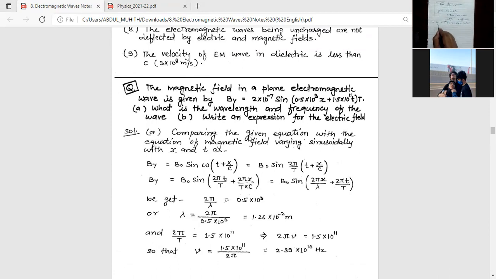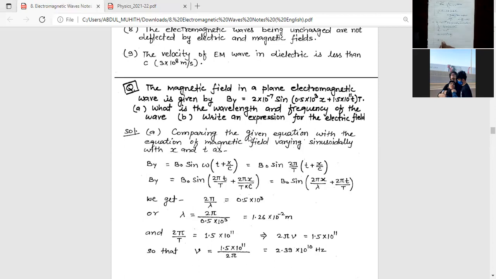So it is in the form of what? By is equal to B0 sine kx plus omega t. This is the equation. What is B0? B0 is equal to 2 into 10 to the power of minus 7. What is k? K is equal to 0.5 into 10 to the power of minus 3, that is equal to 2 pi by lambda. And what is omega?